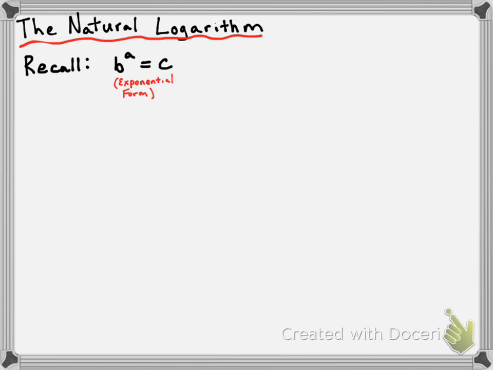Now, you should be able to recall that if we have an expression that's written in an exponential form like this, we can actually rewrite it in a completely different way. All right, and that other way is going to look like this. So log base b of c is equal to a. And this is going to be what we're going to call logarithmic form. So the idea is that if I have an expression written in exponential form, I could convert it to logarithmic form, and technically I could do it the other way around as well. If I have something that's written in logarithmic form, I could rewrite it in exponential form.